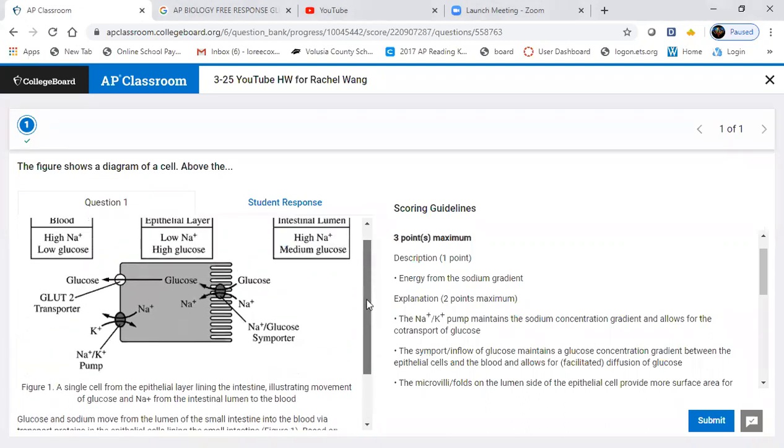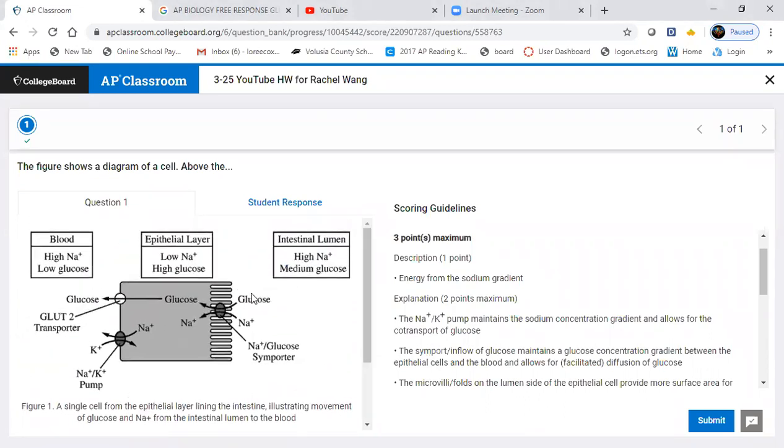So they want you to say, how is this glucose moved into the epithelial cell? How is it brought in? So first of all, we see glucose moving from the outside, the intestinal lumen, into the epithelial layer. And we see sodium also moving in. Sodium here is moving from high to low. Sodium moving from high to low is actually going to be powering the movement of this glucose.